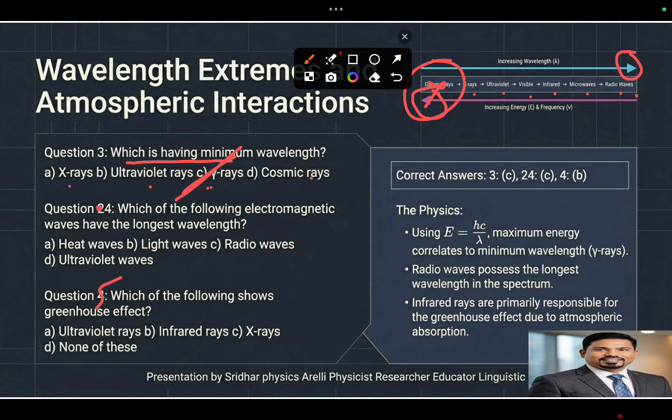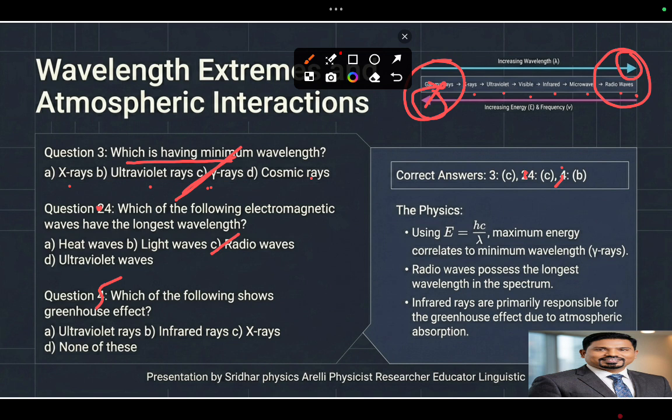Which of the following electromagnetic waves have the longest wavelength? From gamma to radio waves, when we observe, wavelength is increasing, so radio waves are having the highest wavelength, that means the longest wavelength. That is obviously C.